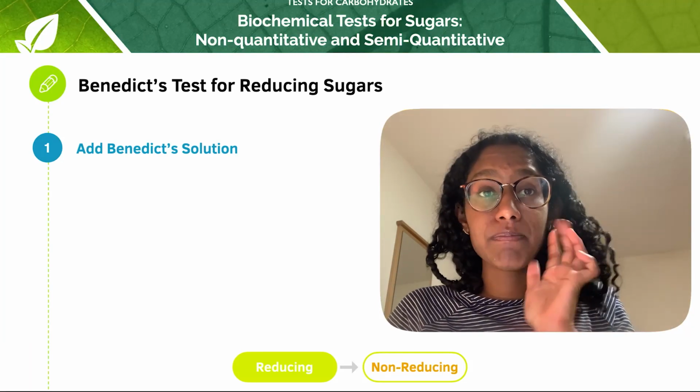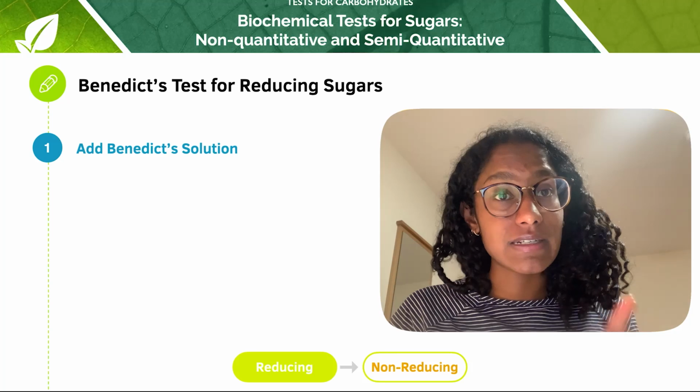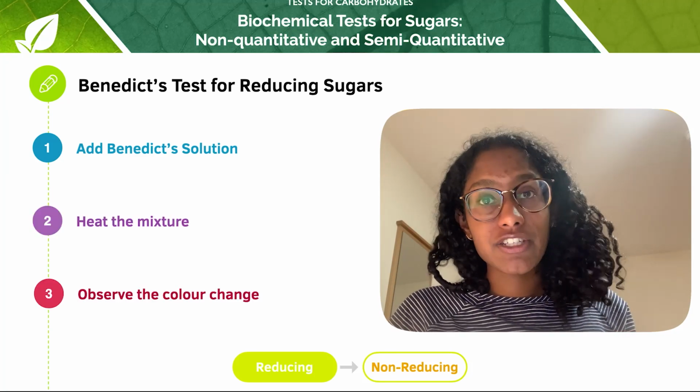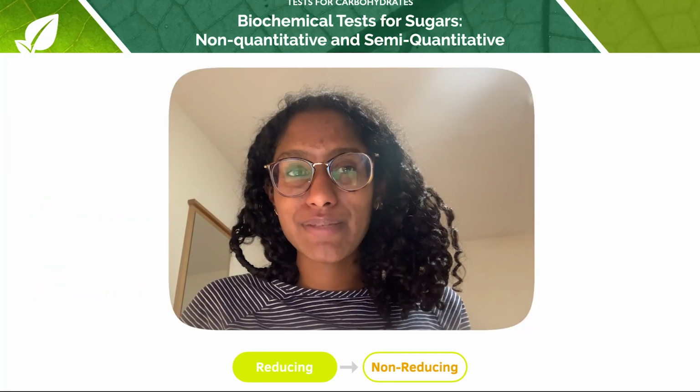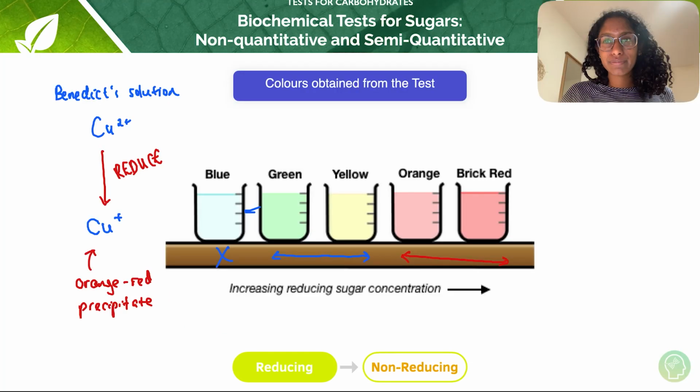Now let's say we add Benedict's solution to a non-reducing sugar. What's it going to do? Well, pause the video at this point and have a think. So if I add a non-reducing sugar to Benedict's solution, it's going to remain in this blue range. It's going to show that there's no reducing sugar present, only non-reducing sugar or something else.